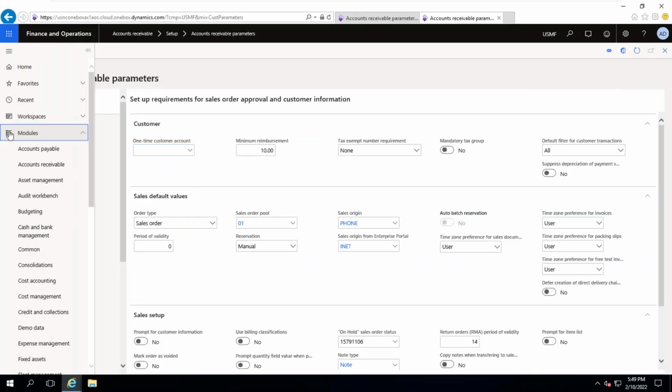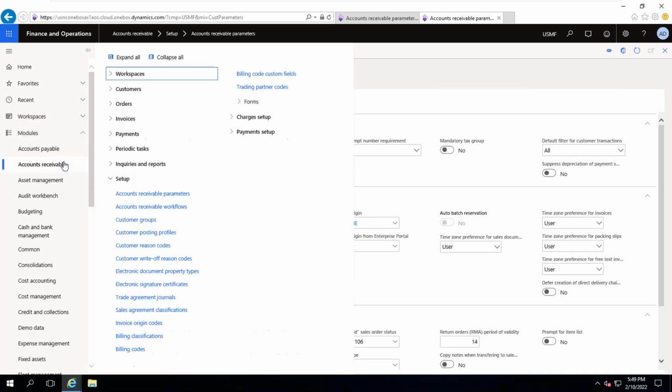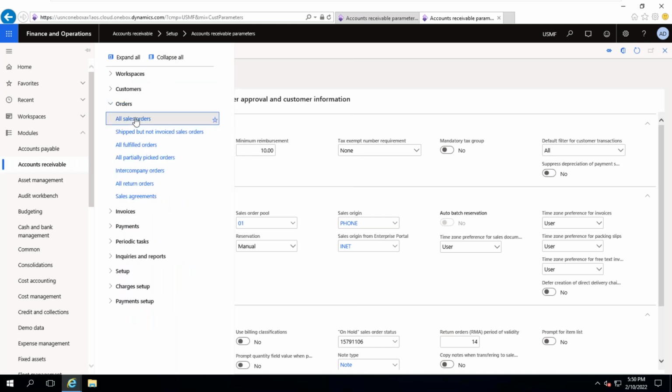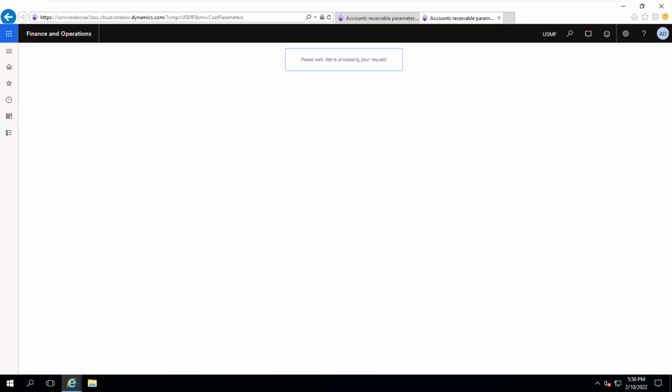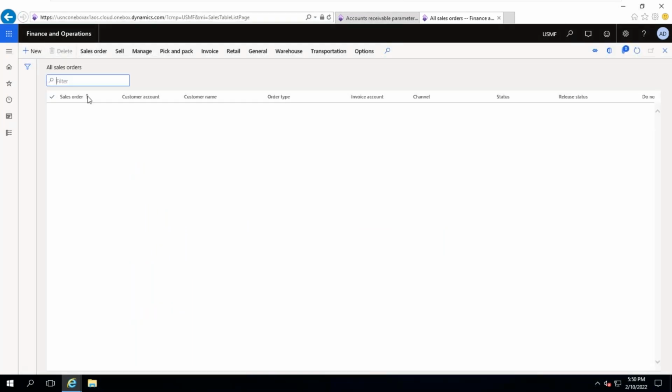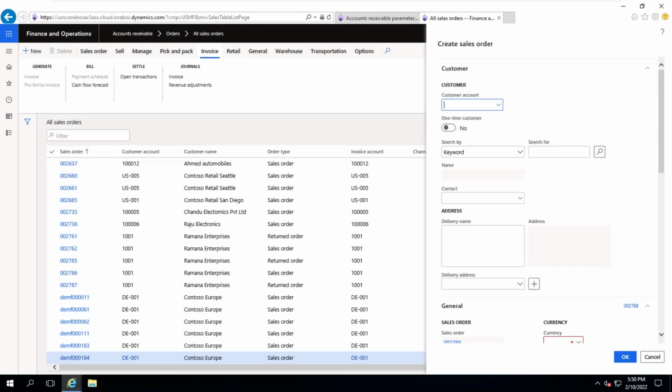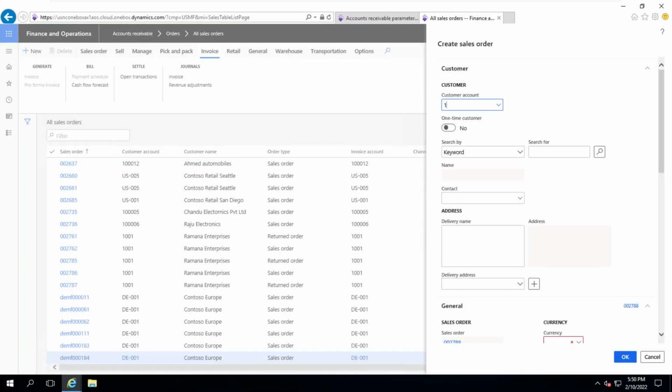I'm going to the accounts receivable module, collapse all, orders, sales orders. So click on the new button. Selecting the customer.